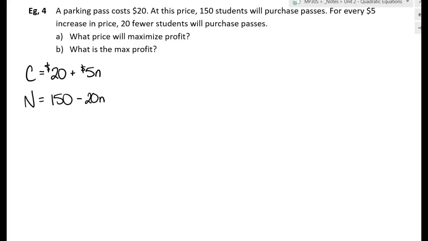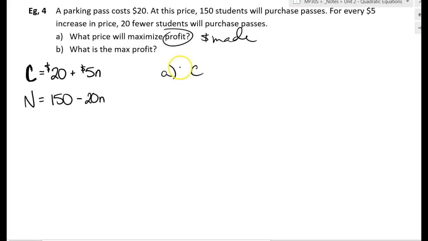What price will maximize profit? So again, C is that price or cost. Okay. Profit is when we multiply how much each individual piece costs by how many people buy it. So the total money made. That's what profit is. So for A, I'm going to take C times N. So it's going to be 20 plus 5N multiplied by 150 minus 20N.